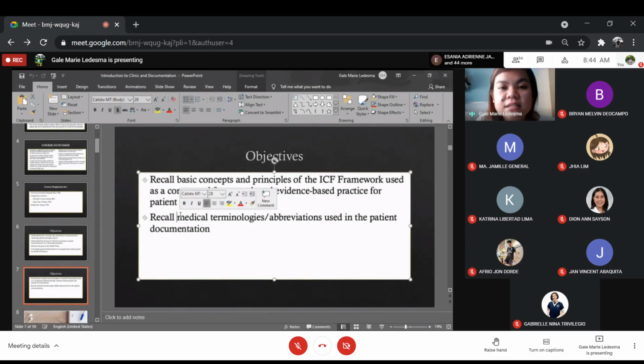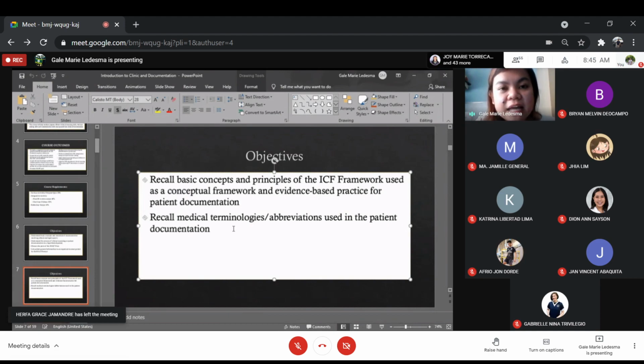Guys, this is just a recall. I know you are familiar with some of the medical terminologies. So recall basic concepts and principles of the ICF framework used as a conceptual framework and evidence-based practice for patient documentation. The use of ICF during documentation will serve as our guide in our thought processes, in how we think about what type of questions we'll be asking our patients. So we won't be focusing on the model itself but on the framework only.